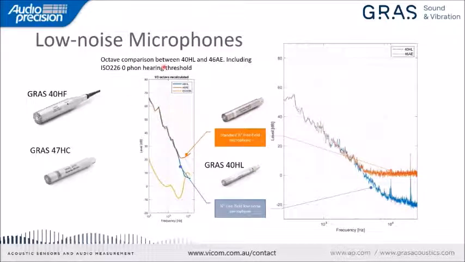So I already mentioned low noise microphones before. And low noise microphones are also important for these applications, especially when we want to test noise that is very close to the noise floor of the microphone. Sometimes it is required to measure down to or below the threshold of human hearing. And this is possible by using special high sensitivity microphones that we call low noise microphones, like the 3 we see over here, the GRAS 40HF, the GRAS 47HC, and the GRAS 40HL.